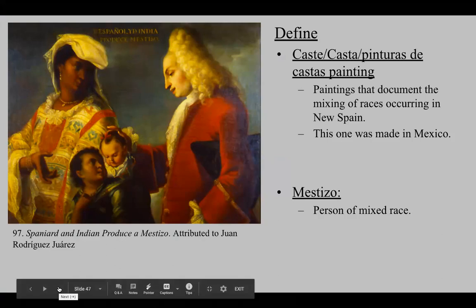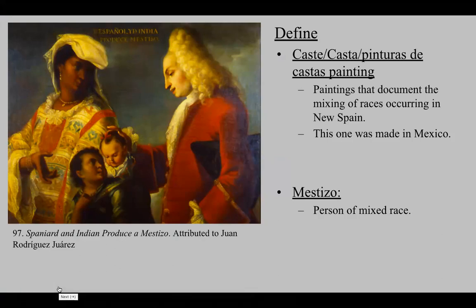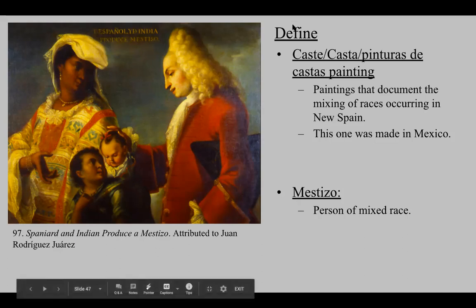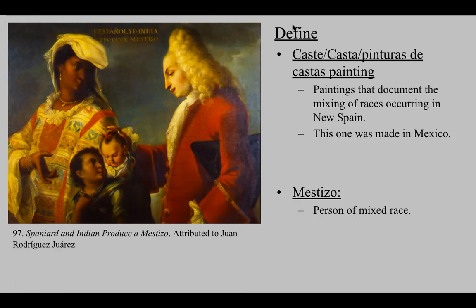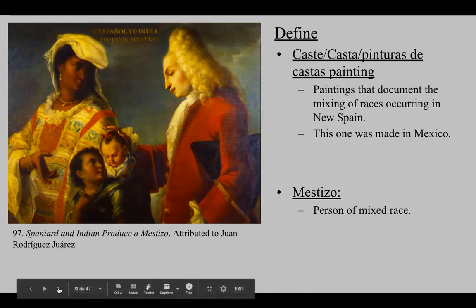Okay, it is a painting that documents the mixing of races in what we call New Spain. So when the Spanish colonized the New World, they named it after their own region. So they called it New Spain. And this one was made in Mexico. So what this is going to show is the blending of natives of Mexico with Spanish who came to conquer. Okay? And so a mezzo is a person of mixed race. This was really a common kind of image.